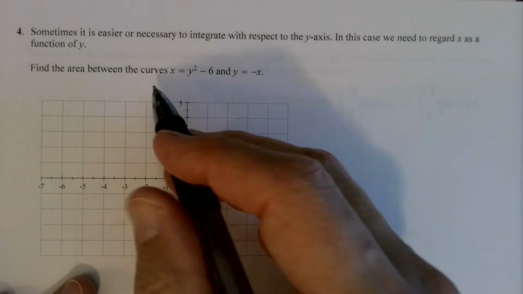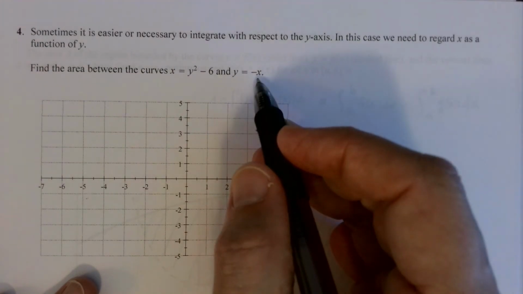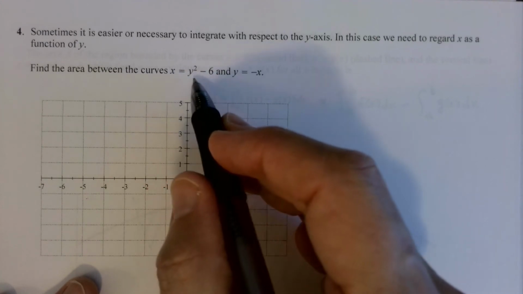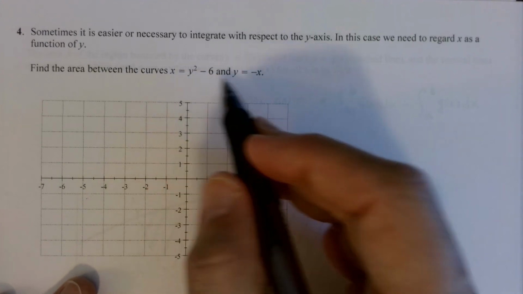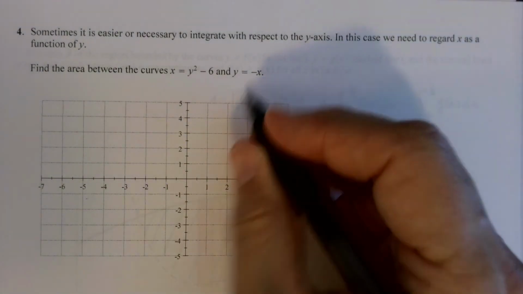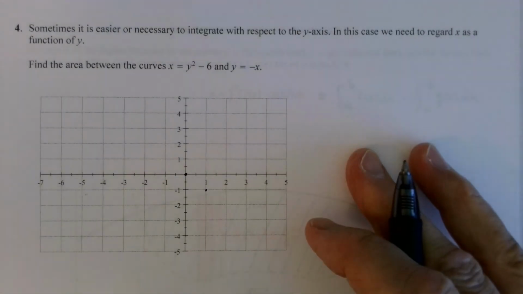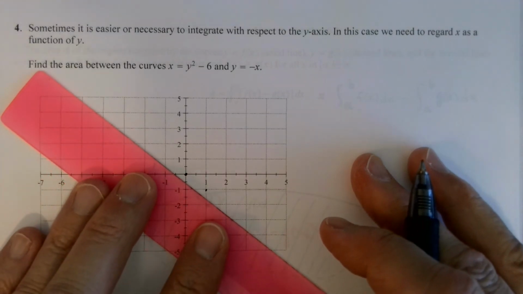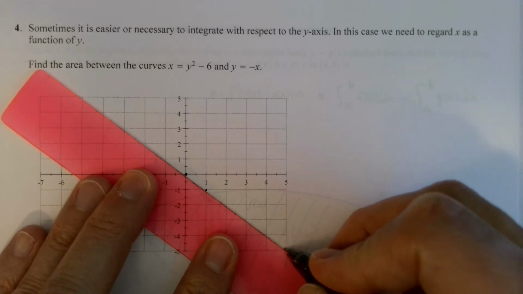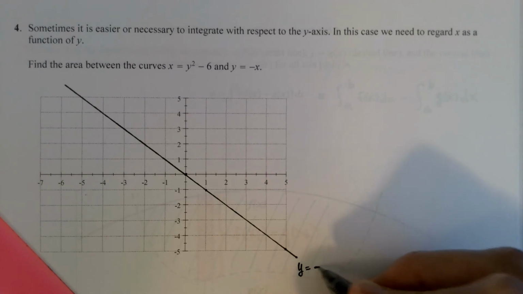So let's find the area between the curves of this function x equals y squared minus 6 and y equals negative x. Now this is interesting because we don't have y expressed as a function of x, we have x expressed as a function of y. So first of all, y equals negative x, we know how to graph that, right? That's a line of slope -1. The y-intercept is 0, so I go over 1, down 1, over 1, down 1, and so on. Let's draw that curve. So this is y equals negative x.